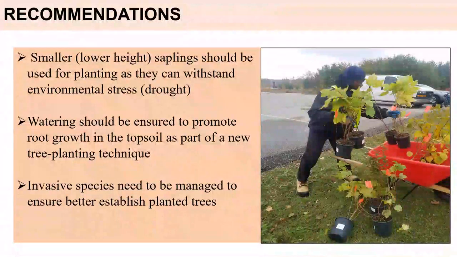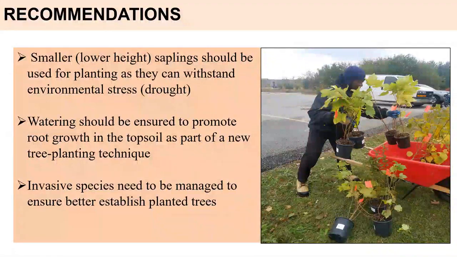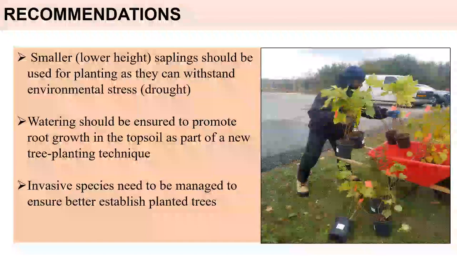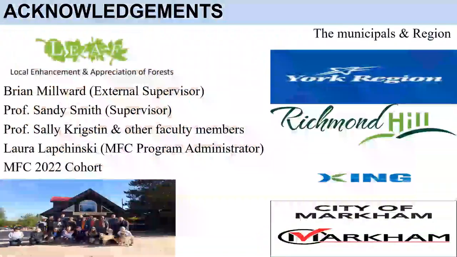Also, smaller sapling height should be used for planting, as they can withstand environmental stress like droughts. Watering should be ensured to promote root growth in the topsoil, as part of a new technique if adopted by LEAF. Also, invasive species need to be managed to ensure better established planted trees.